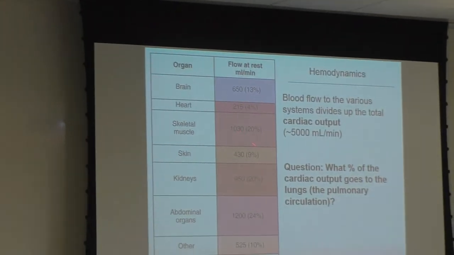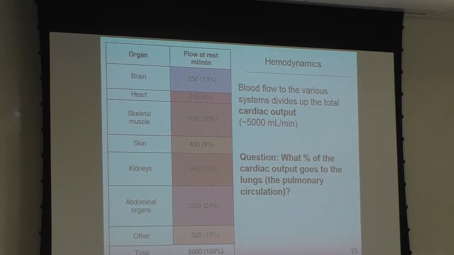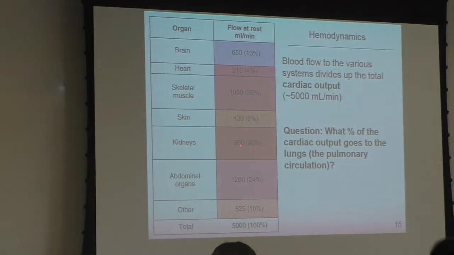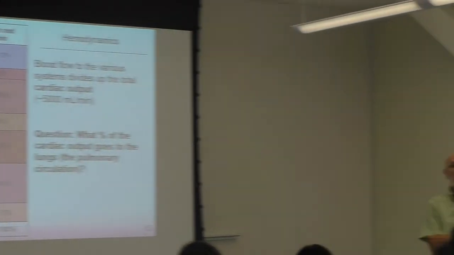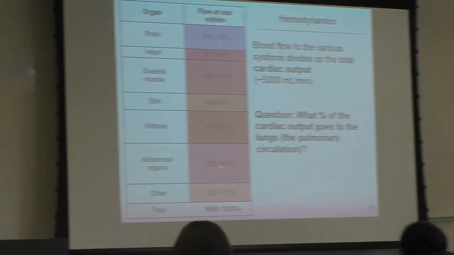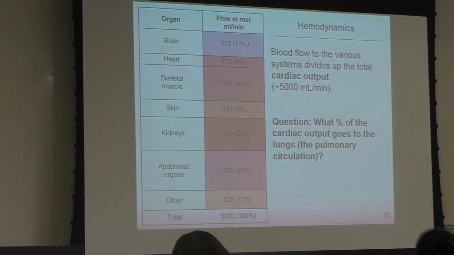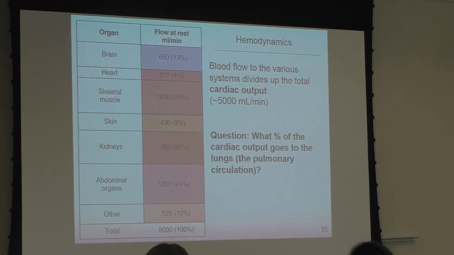20% on average goes to your muscle, 9% goes to your skin for thermal control, in order to release heat that your body has generated. 20% is going to your kidneys for processing of toxins, getting rid of waste products, and other things that the kidneys do that we'll talk about in this course. 24% is going to your digestive tract. 10% or so is going to everything else.